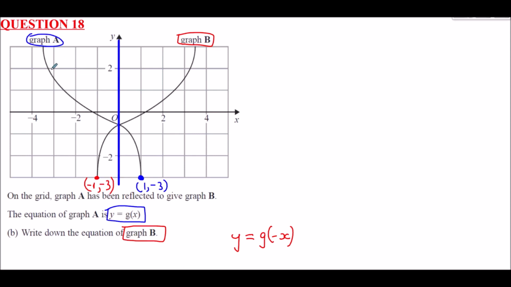So for example, if I were to take this point here, very roughly, that to me looks like (minus 3, about 1.5 up), approximately. On the other side, again, the y value is still 1.5, but the x value has been made its exact opposite. It's minus of itself here. Minus minus 3, it's plus 3 here. So we just switch the x for a minus x. Graph B is y equals g of minus x.